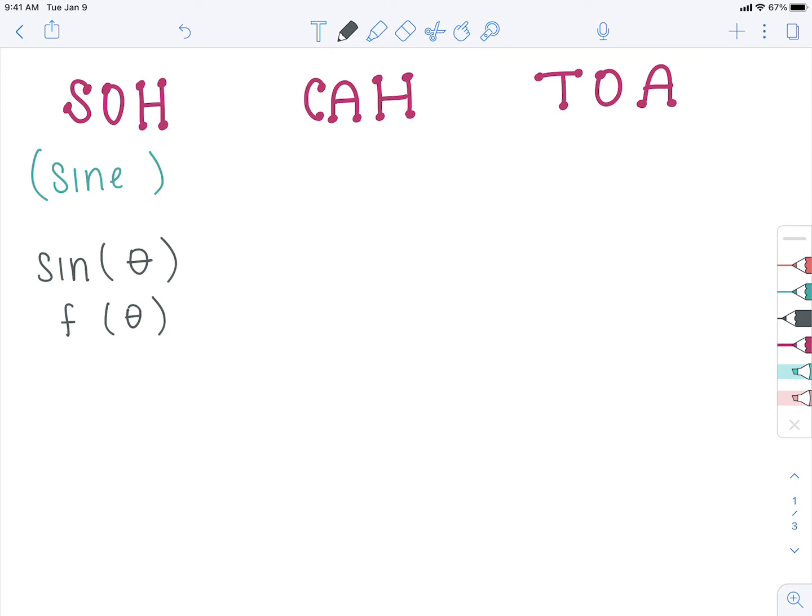When we're talking about the sine, it is our opposite over our hypotenuse. So that's what the O and the H stand for. So sine is opposite over hypotenuse. And that's just the length, right? That's the length of the side.